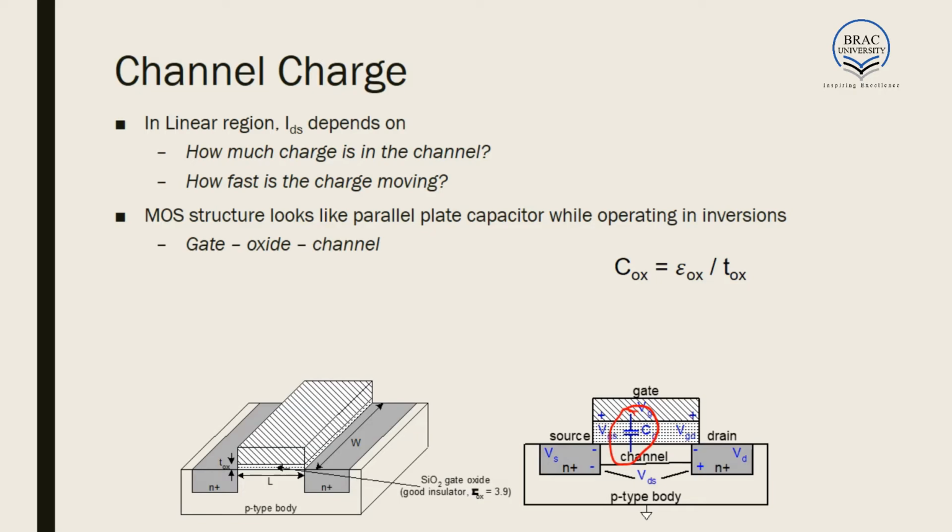Now, the current IDS, that is the current that moves from drain to source, depends on how much charge is in the channel and how fast the charge is moving. Before we go into how much charge is in the channel, we know Q is equal to CV. We have already learned this basic formula. Now, C is the gate capacitance, C is equal to CG.